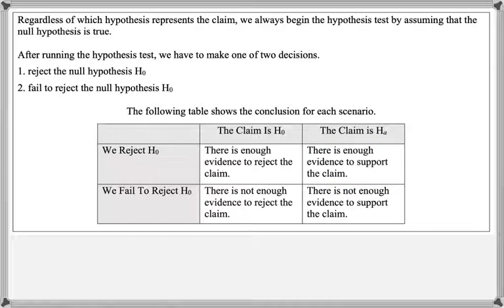If we fail to reject the null hypothesis and the claim is the null hypothesis, then we would say there is not enough evidence to reject the claim. And then finally, if we fail to reject the null hypothesis and the claim is the alternative hypothesis, we would say there is not enough evidence to support the claim.